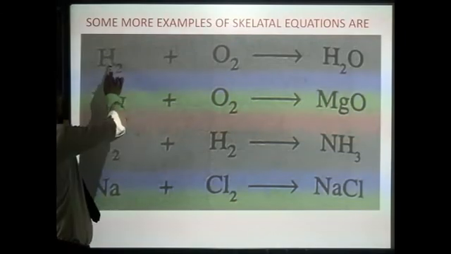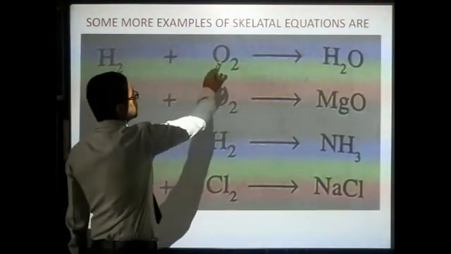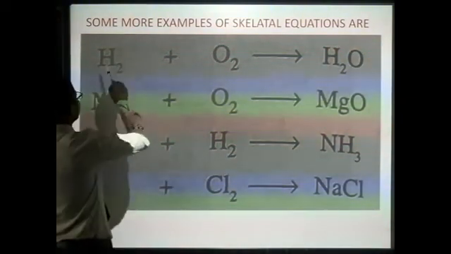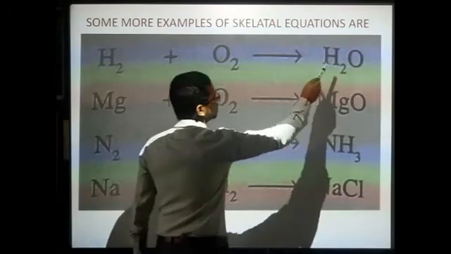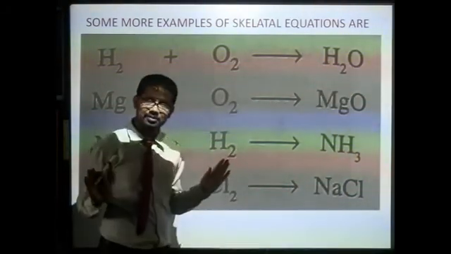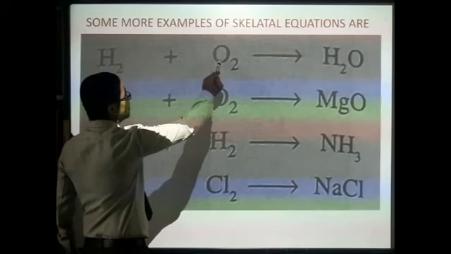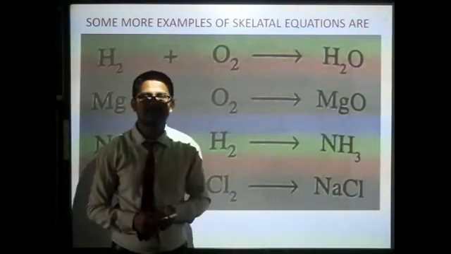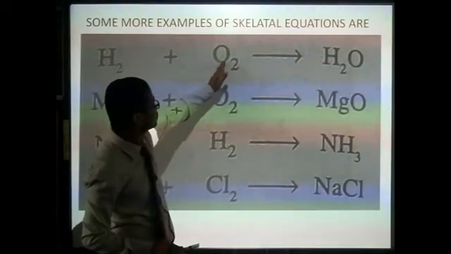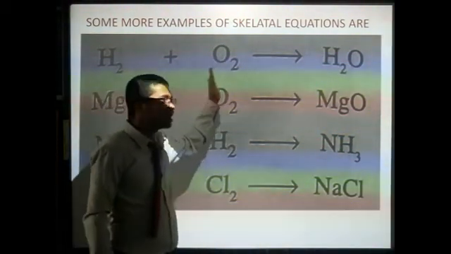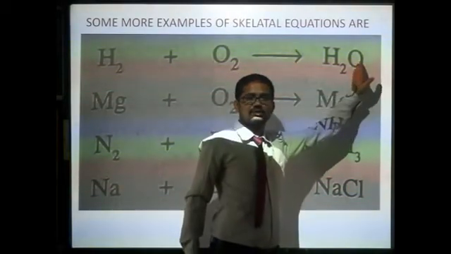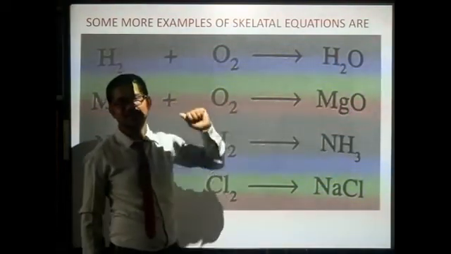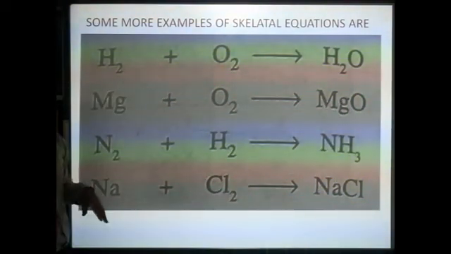Why? On the left hand side, the number of hydrogen is 2. On the right hand side, the number of hydrogen is 2. Balanced, same, equal number. Oxygen on the left hand side is 2, oxygen on the right hand side is 1. So it is unbalanced. The number of oxygen atoms on the left hand side is not equal to the number on the right hand side. Hence it is not balanced, so it is a skeletal equation.